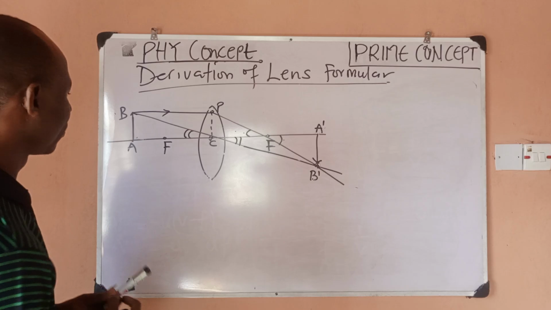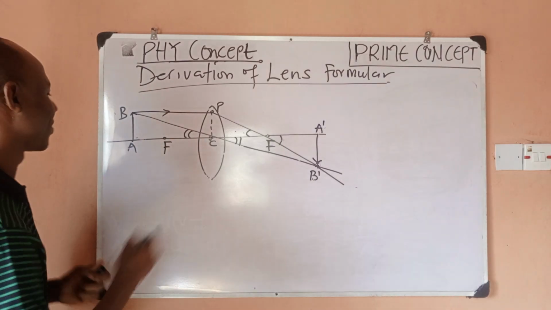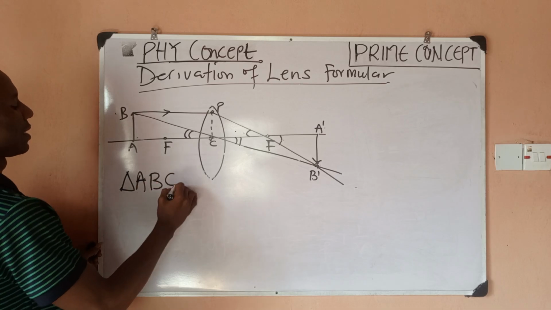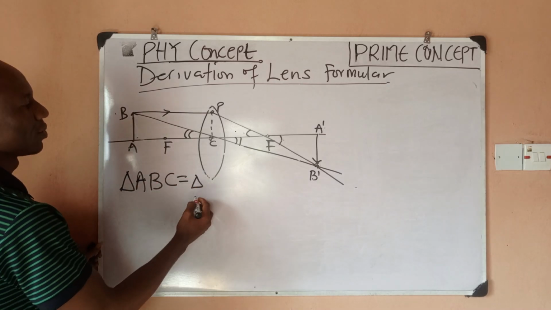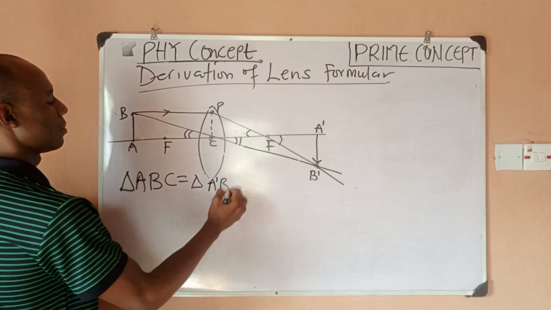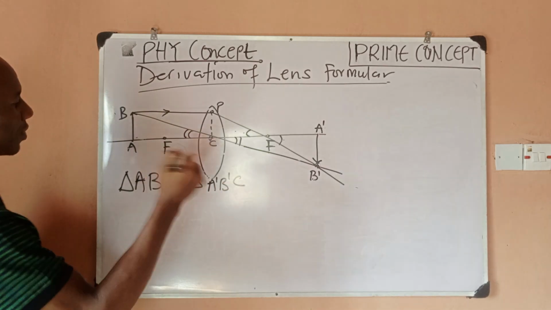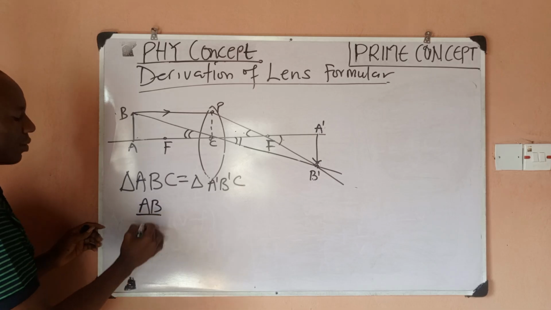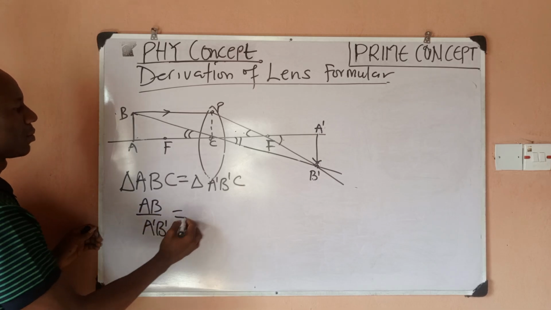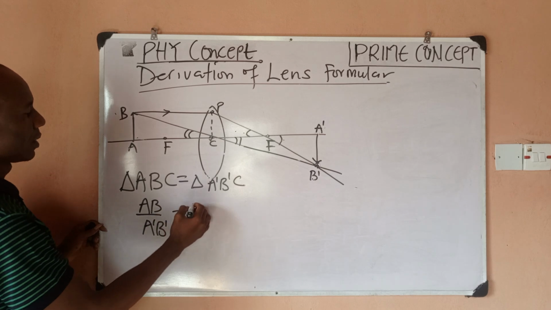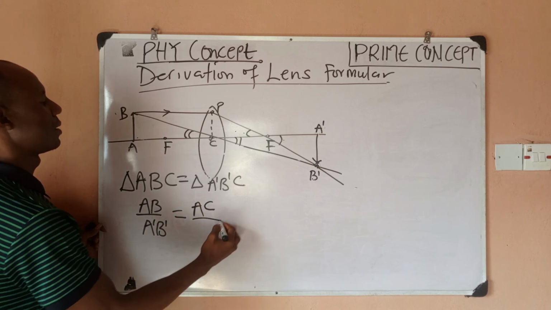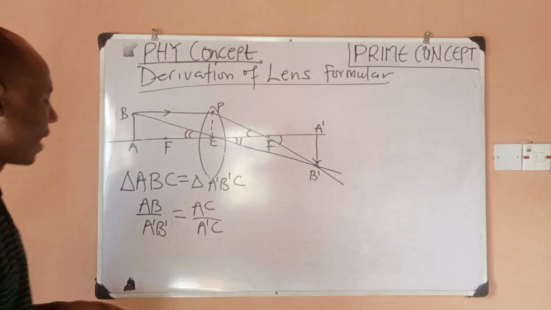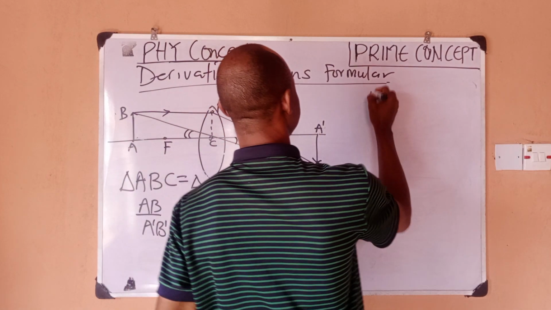Still using our idea of similar triangles, I'm going to compare triangle ABC to triangle A prime, B prime, C, right? So if I do that, the height AB ratio A prime B prime should be equivalent to what now? AC ratio A prime C, right? Now, if I do this, I want to name these things. All this AB.